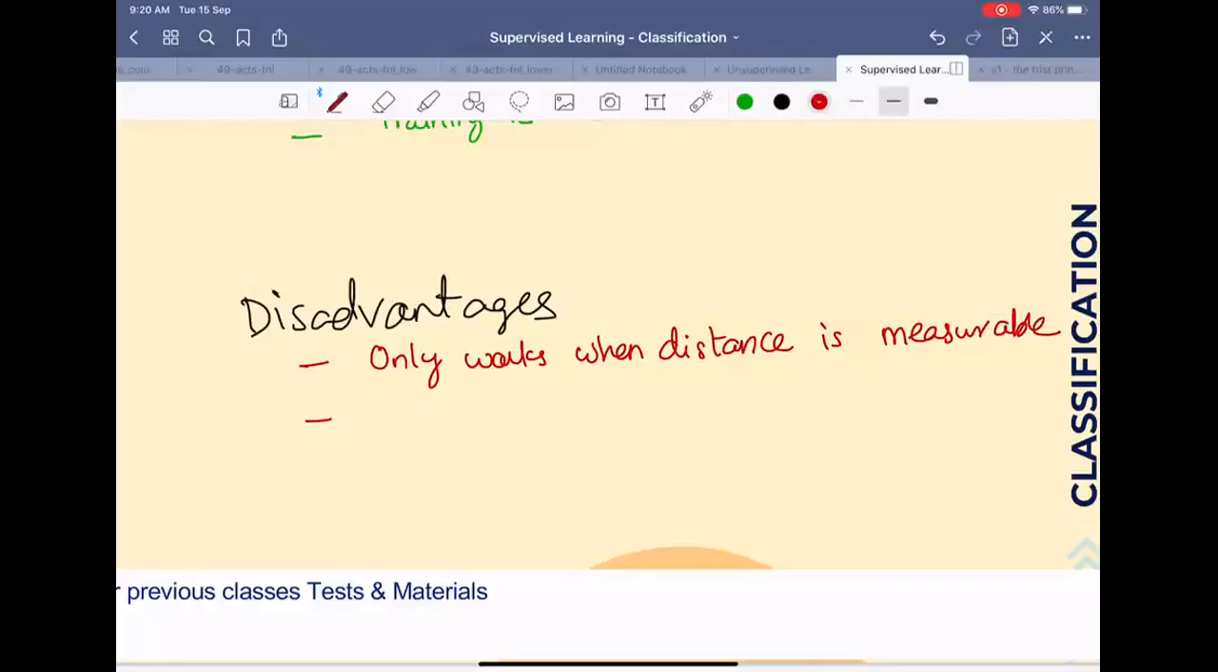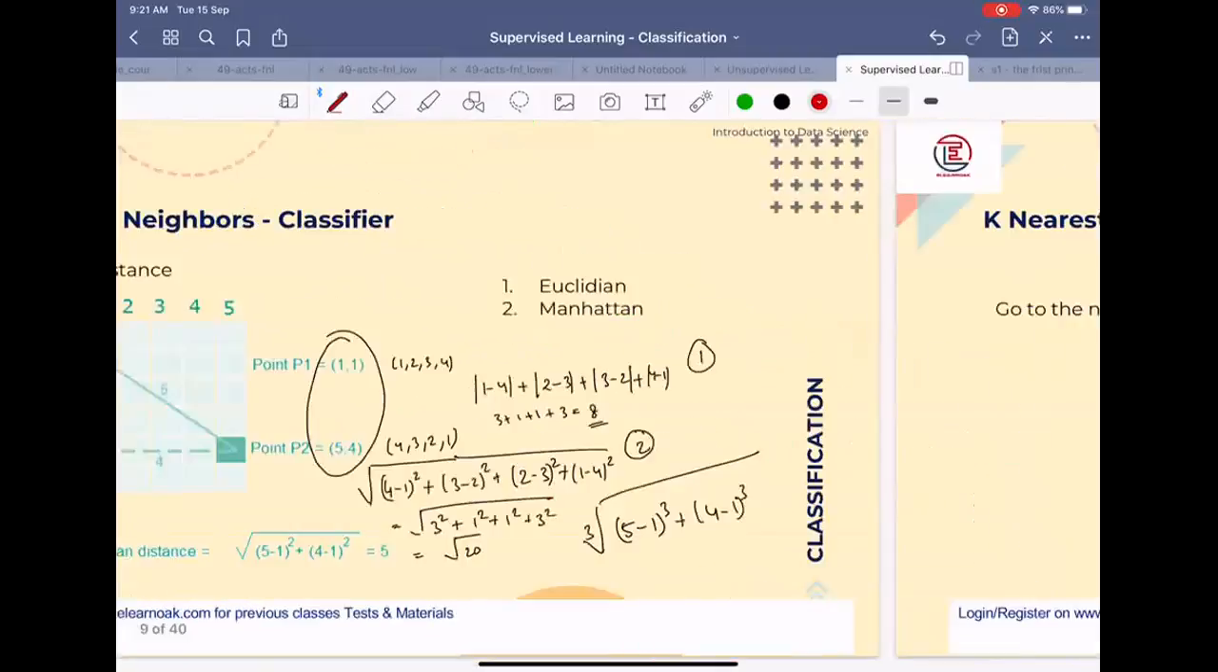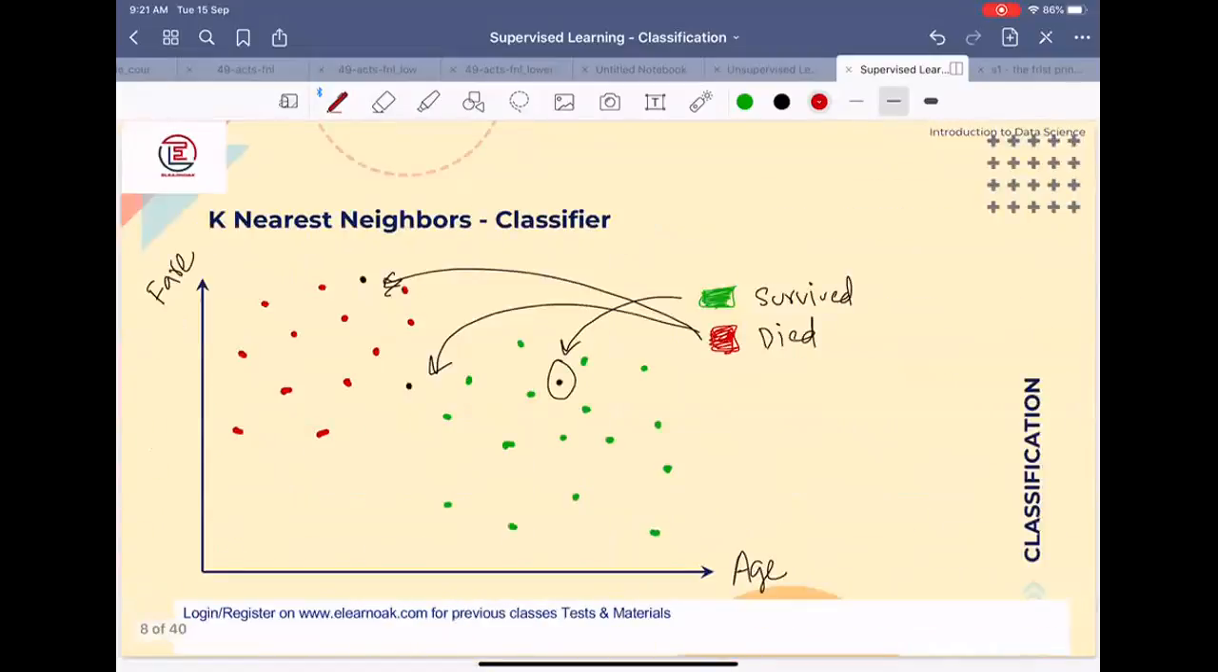Another disadvantage of KNN is that it needs the entire training set stored in the application. Let me write this down. Needs too much space. So what this basically means is, let's say I want to predict for new data. I get this new data for which I need to predict what the target is.